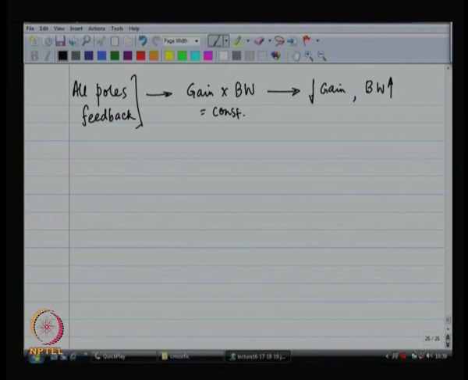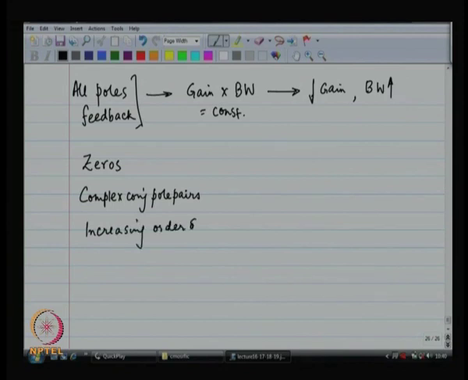The other strategy that we have got is by inserting zeros, strategically inserting zeros by using complex conjugate pole pairs, by increasing the order of the network. All of these cost me in terms of delay.